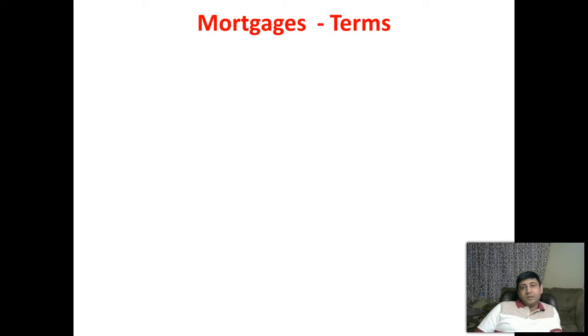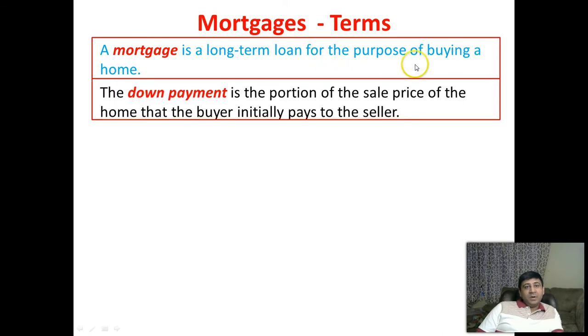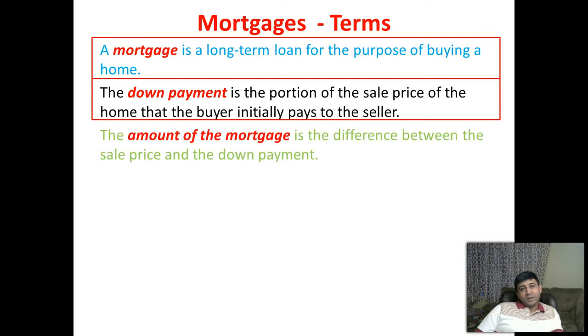So let's look at some mortgage terms which are used. The very first term is the mortgage itself. A mortgage is a long-term loan for the purpose of buying a home. The second one is down payment. It's the portion of the sale price of the home that the buyer initially pays to the seller. So that's called a down payment.